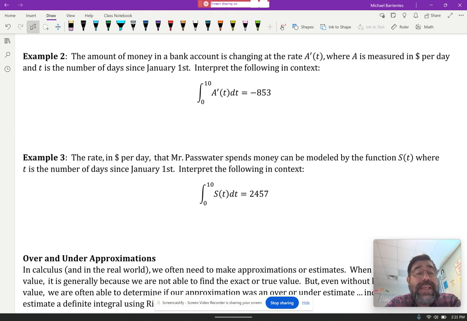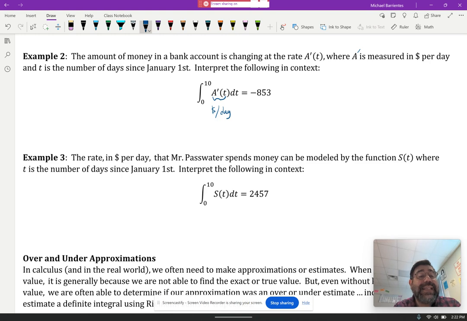So in example 2, the amount of money in a bank account is changing at a rate of A prime of t, where A is measured in dollars per day and t is the number of days since January 1st. Interpret the following in context. So we have a statement. Can we interpret it? Well, we know A prime of t is measured in dollars per day. I think this is a typo here. This should be A prime, the changing rate, where A prime is measured in dollars per day.